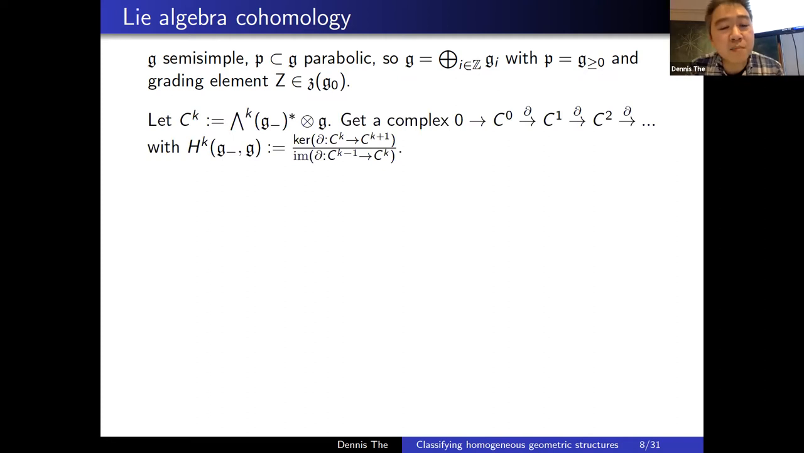Okay, let's define some cochains. Let C^k be wedge^k g_minus dual tensor g. And using the Lie algebra cohomology differential, one gets a complex as usual. Okay, and you could form cohomology as kernel mod the image.